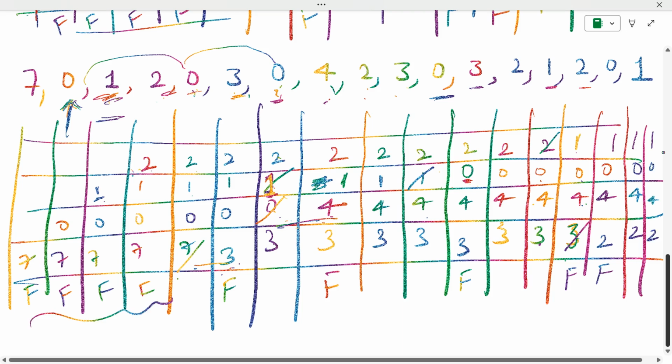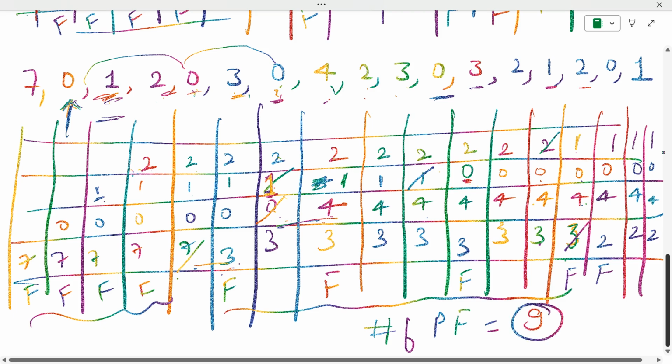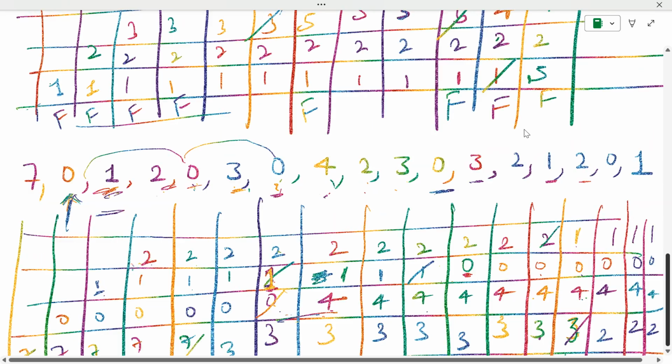So altogether the total number of page faults will be, number of page faults equal to, did we make any mistake here? It's 9, right? So this is all about FCFS.